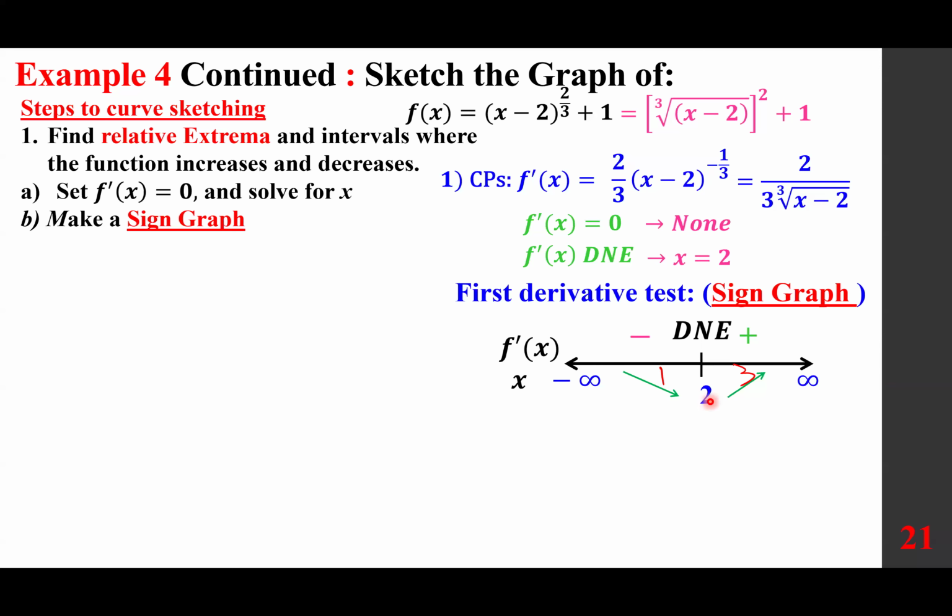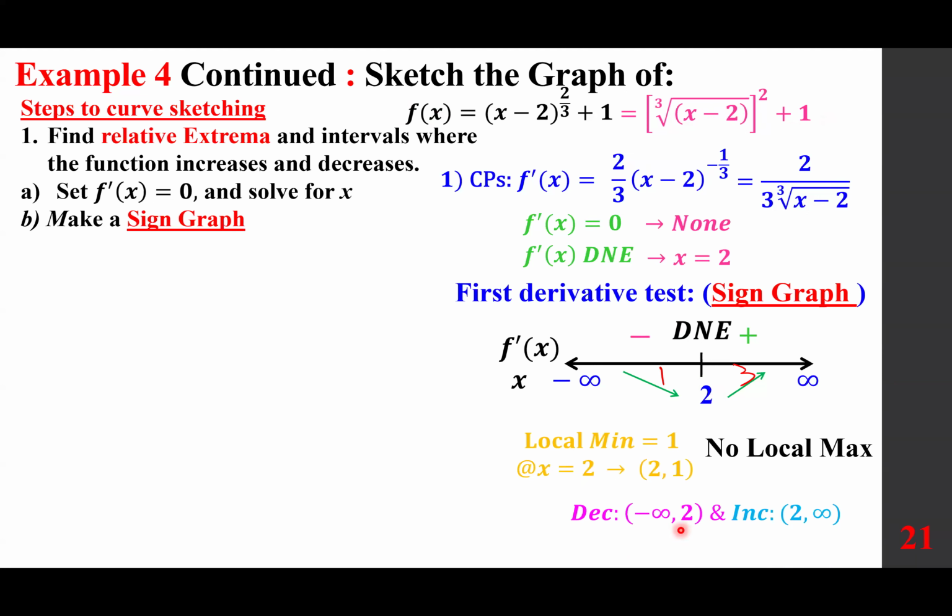So how do you find the location? You put it back into the original equation. It's easier if you go here. See, if I put the 2 here, it goes to 0. We just get 1. So the local minimum is 1 at x equals 2, meaning the point 2, 1. But there's no local max. As mentioned, it's decreasing from negative infinity to 2 and increasing from 2 to infinity.